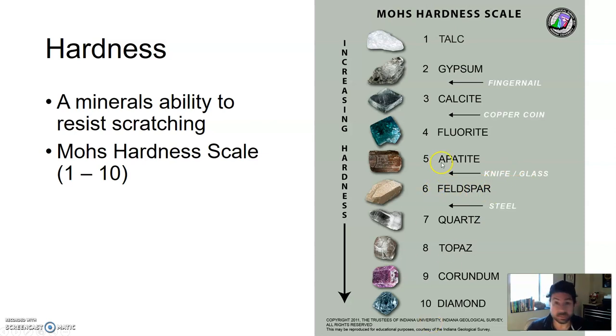If the mineral does not scratch the glass, then the mineral has a hardness of 5 or below. So again, diamond is the hardest substance on Earth that we know of. So it can scratch anything. The only thing that can scratch diamond is another diamond.